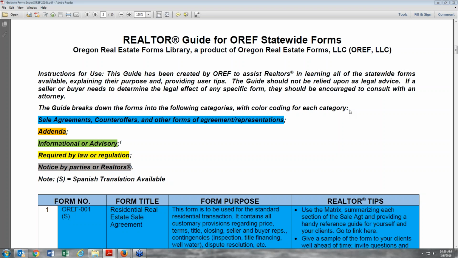All right, and then the fourth document that we're going to be talking about, which is the main one, is the forms changes, the 2016 forms changes, not only for the sale agreement, but all the other forms.